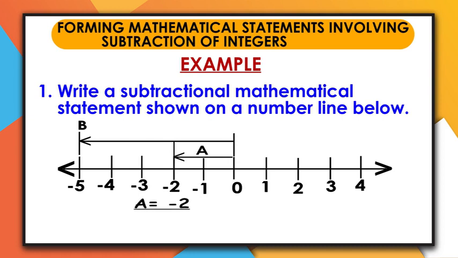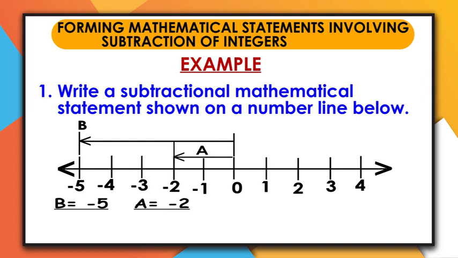Then B, it runs from 0 to -5. That is to say, 1, 2, 3, 4, 5. There are 5 steps to the negative. So it will be -5. And how do we determine the direction and interval of the arrow for the result? We say it is from the second arrow to the first arrow.